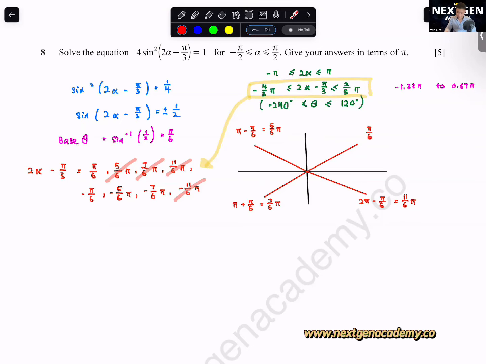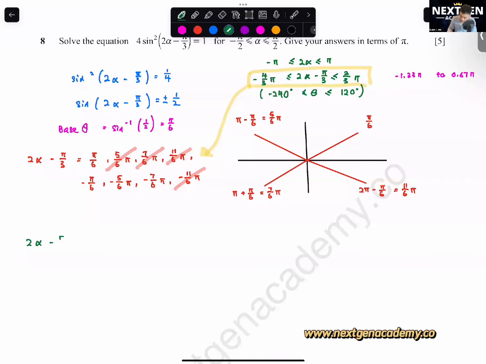Okay, good. So we'll take these four values right now. You will get 4 equations, which is 2 alpha minus pi/3 equals pi/6, 2 alpha minus pi/3 equals negative pi/6, 2 alpha minus pi/3 equals negative 5/6 pi, and 2 alpha minus pi/3 equals negative 7/6 pi. Okay, it's not necessary for you to split it up like this. You can straight away write down the answer also.